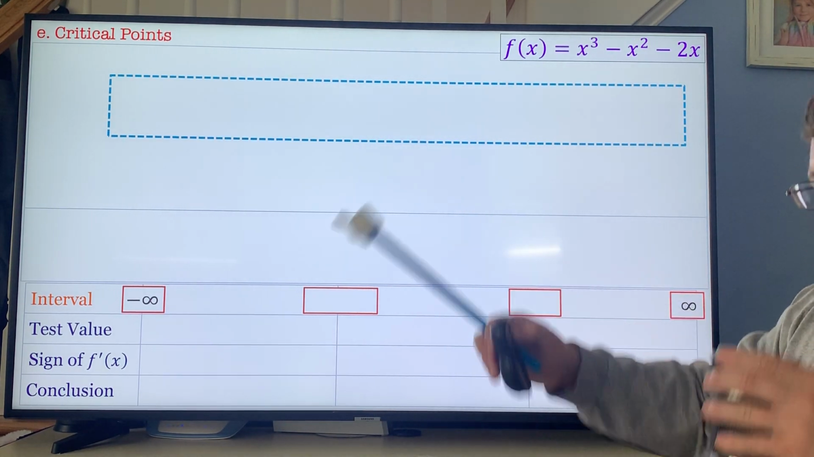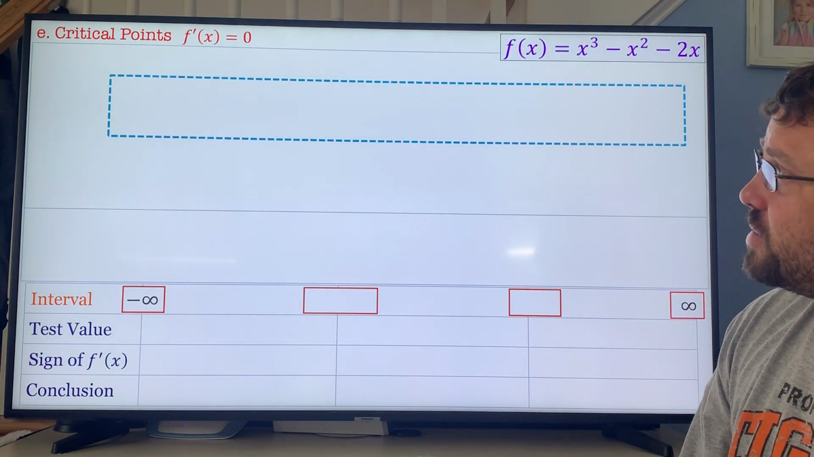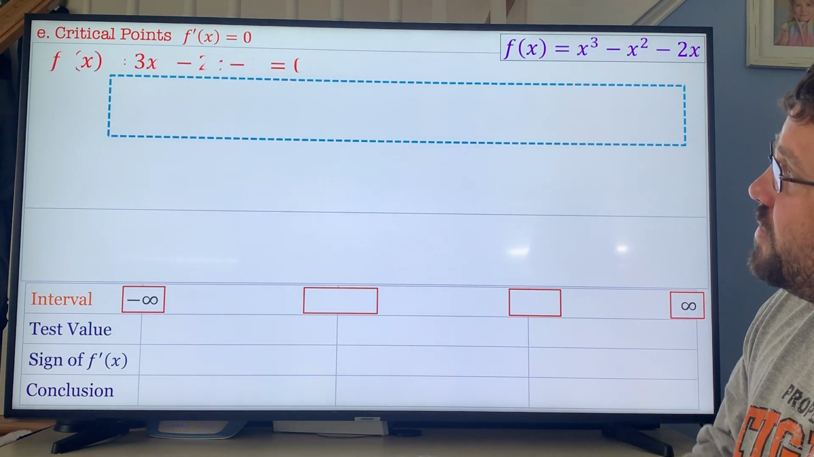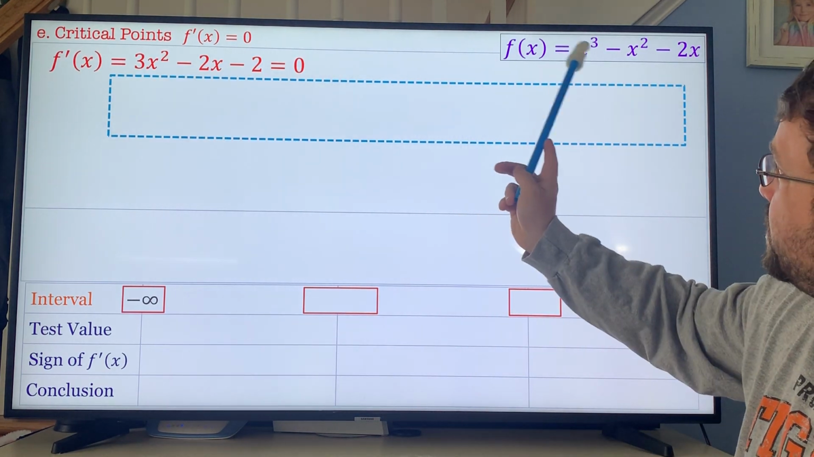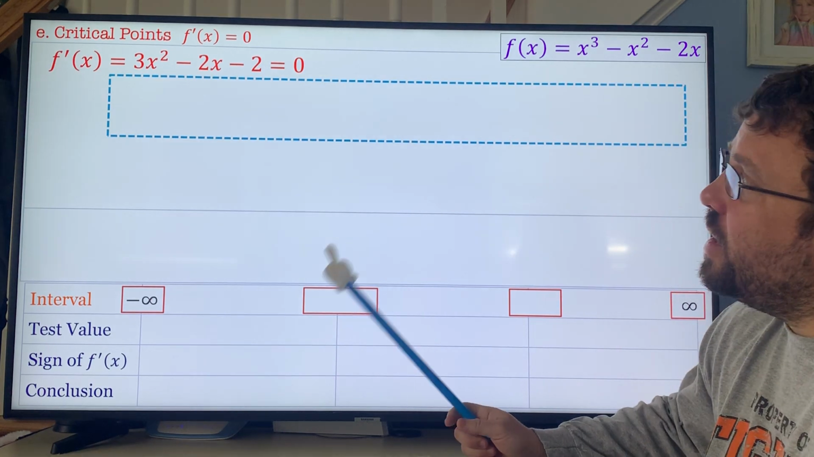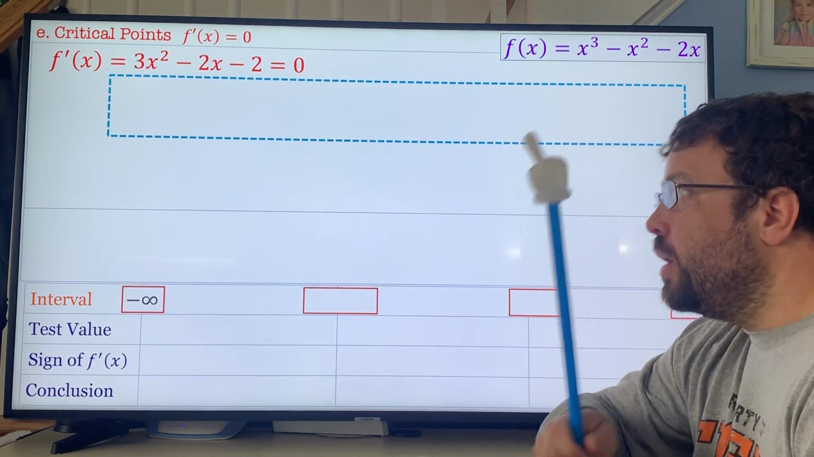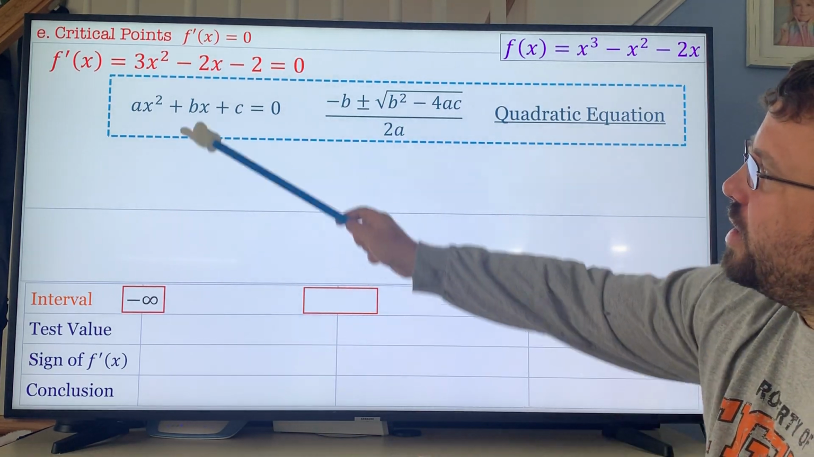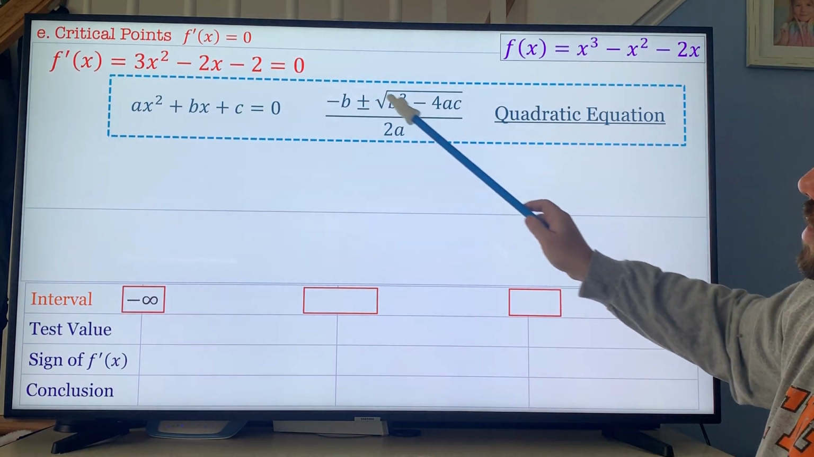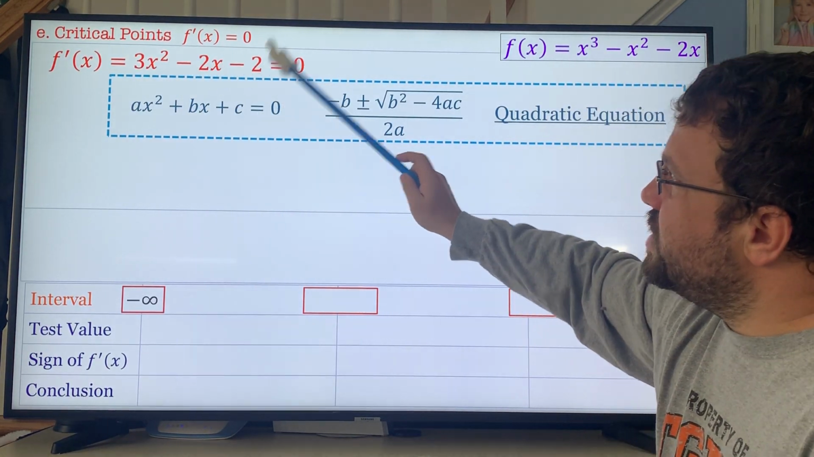What do you think that is? Set f prime of x equal to 0, because it's a polynomial, so you don't need to set it undefined. Derive this: 3x squared minus 2x minus 2 equals 0. Now, you can't factor this, so you have to use the quadratic formula. ax squared plus bx plus c equals 0, and then you plug it in here. Your a is 3, your b is -2, your c is -2.